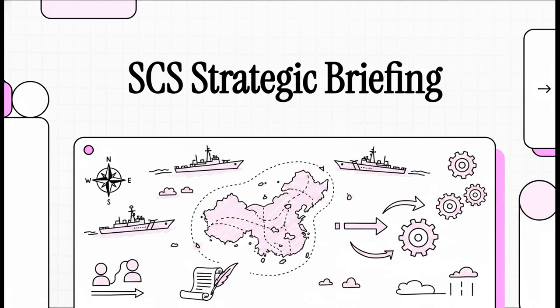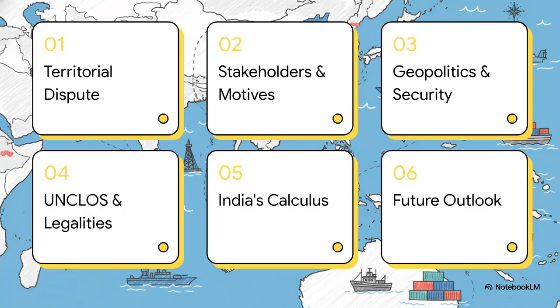Welcome to the Explainer. Today, we're systematically dissecting the South China Sea dispute to really optimize your conceptual clarity and strategic understanding. This is a dense, high-retention strategic briefing designed to cover all the crucial facts, treaties, and geopolitical implications without missing a beat. We've got a packed agenda today, covering 6 key areas: the core territorial dispute, stakeholders and strategic motivations, the geopolitics, security and economy, UNCLOS and the legal dimensions, India's strategic calculus, and finally, a look at the future outlook with a rapid revision recap.